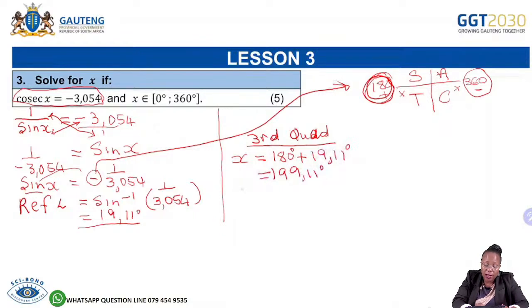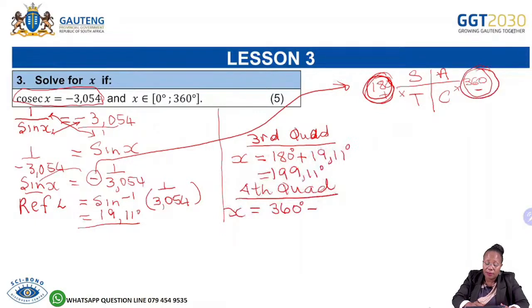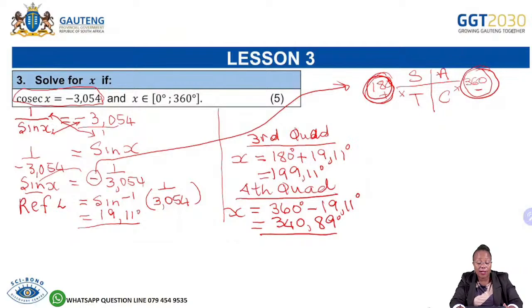And then now we can also solve in quadrant 4. In the fourth quadrant, we have x is equal to the reduction in that quadrant, 360 degrees minus the reference angle. 360 minus what? The reference angle, 19,11 degrees. And then 360 minus 19,11 is 340,89 degrees. So that is the value of x in quadrant 4.